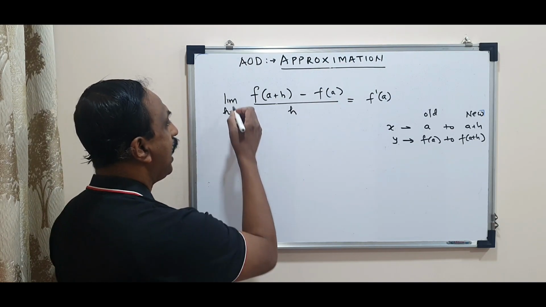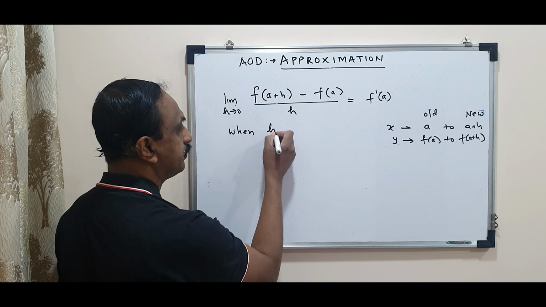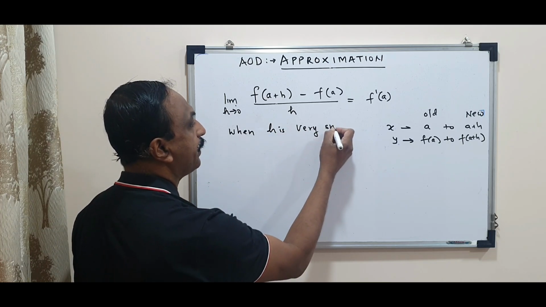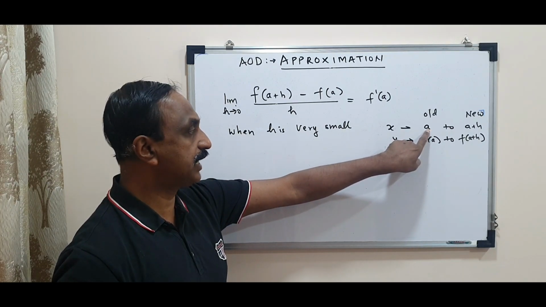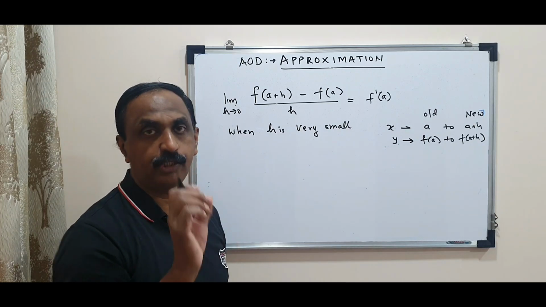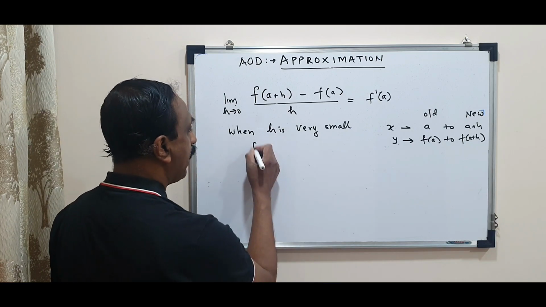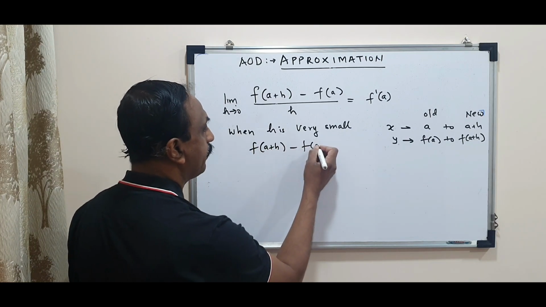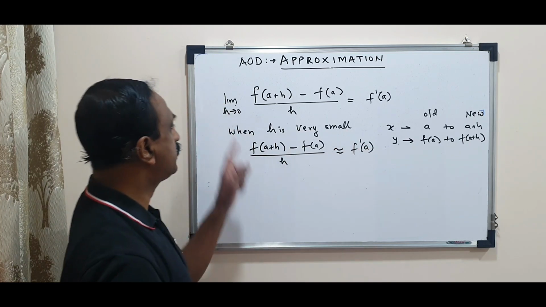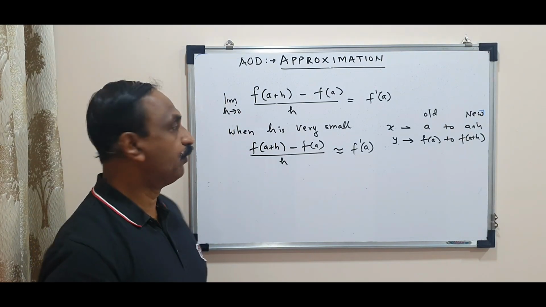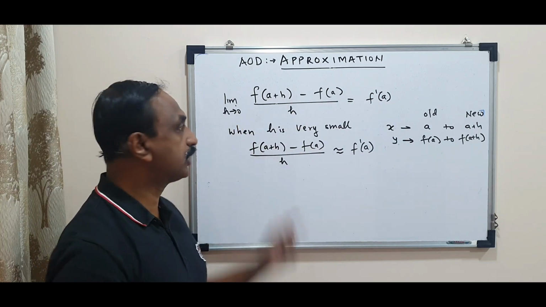What I'm going to do is remove this limit. You know that when h is very small, when you say very small, we are comparing with a's value. The initial value of x is a. If you compare h and a, h should be comparatively very small. Then only this formula works. When h is very small, f of a plus h minus f of a upon h is approximately equal to f dash of a. That is, the limit h tending to 0 has been removed. Why has it been removed? Because they both are almost equal when h is very small. That's what the theorem says.